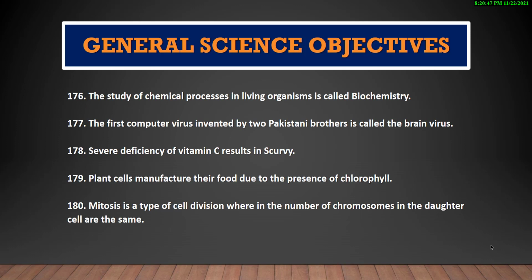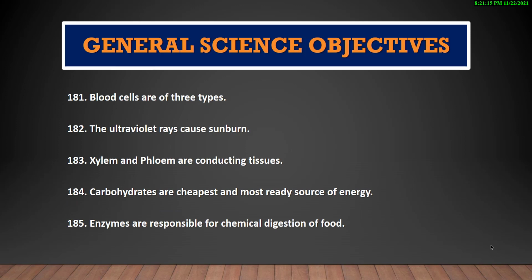Severe deficiency of vitamin C results in scurvy. Plant cells manufacture their food due to the presence of chlorophyll. Mitosis is a type of cell division where the number of chromosomes in the daughter cells is the same. Blood cells are of three types. The ultraviolet rays cause sunburn. Xylem and phloem are conducting tissues.